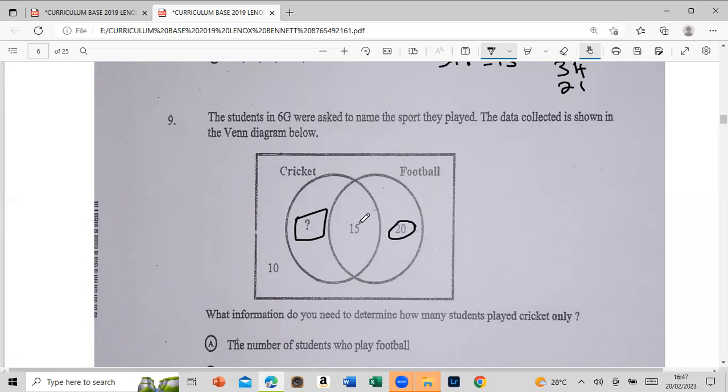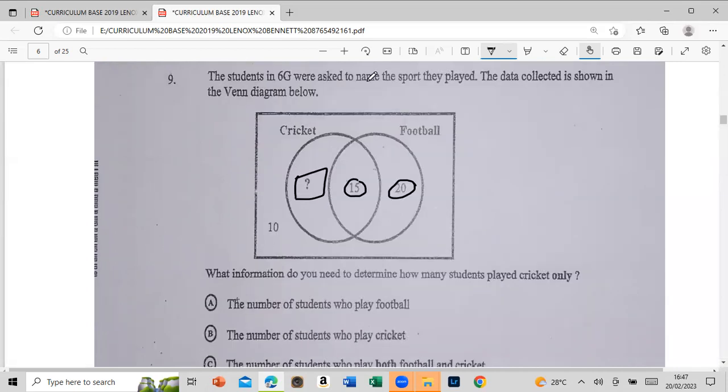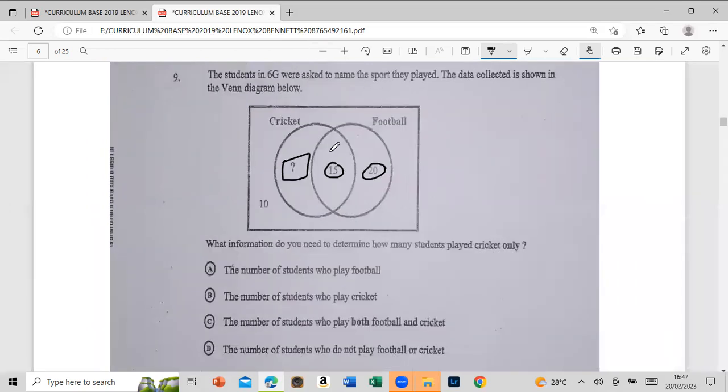This 15 represents what? Somebody type that in the comment section. What does this 15 represent in terms of football? Let's see who can get that. Let's go, guys. Alright, so this number represents those who play football and cricket. I want you guys to tell me now, what does this 10 represent? 10 seconds. Let's go.